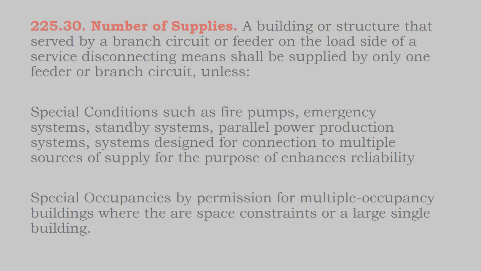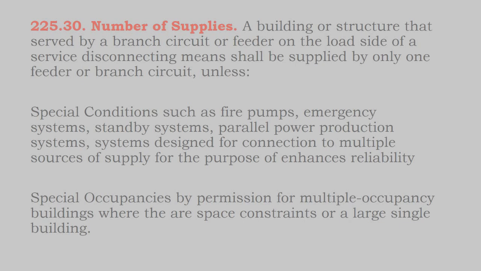Then we get into the number of supplies. A building or structure that is served by branch circuits or feeders on the load side of a service disconnecting means shall be supplied by only one feeder or branch circuit, unless there are special conditions or special occupancies where the space constraints make it untenable. And so this is kind of interesting. It's referred to as the six-handle rule.